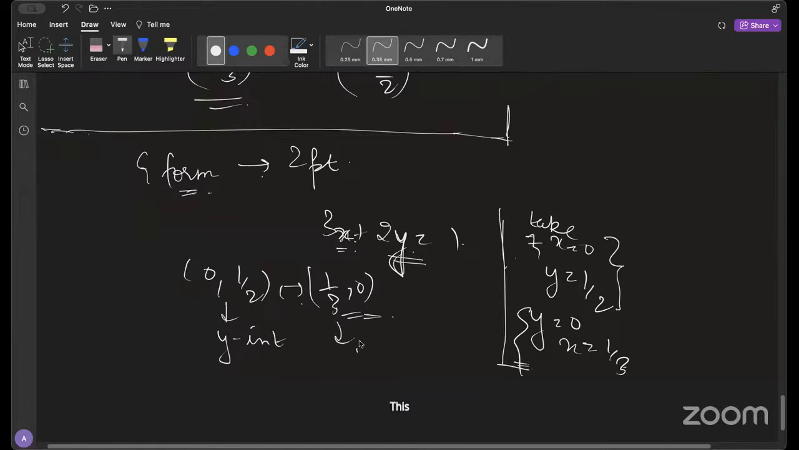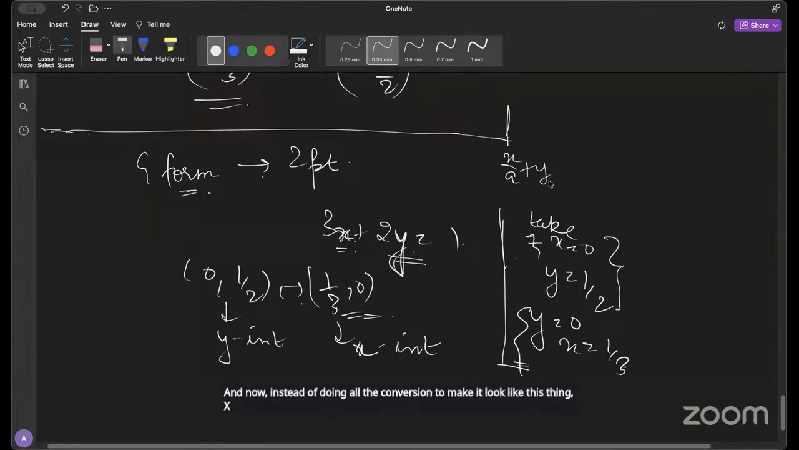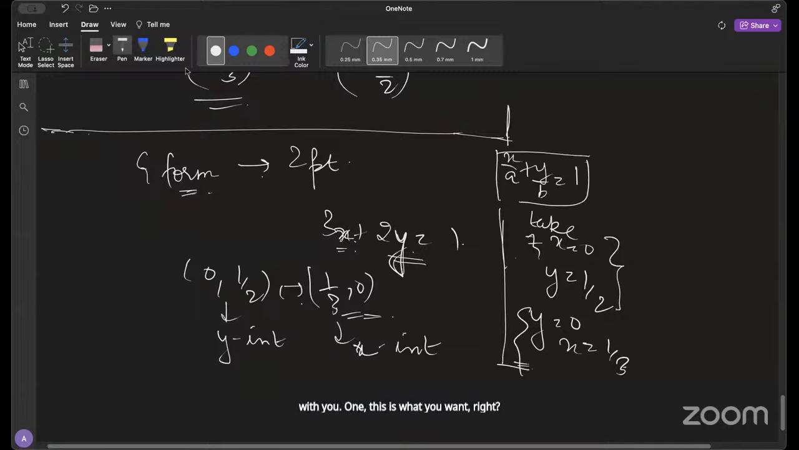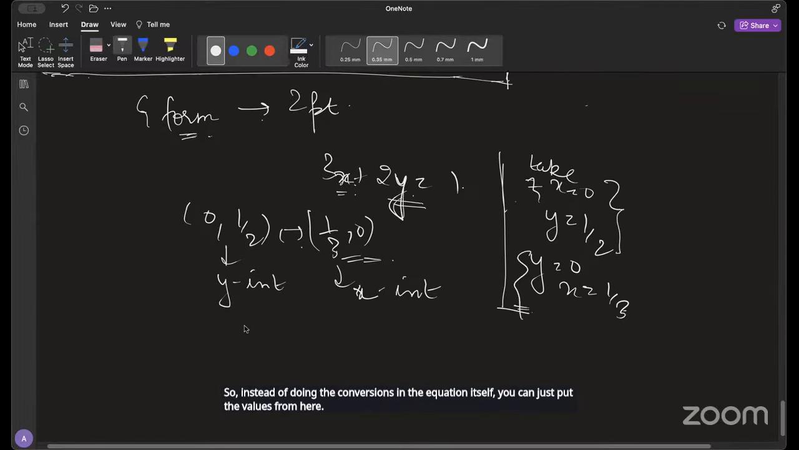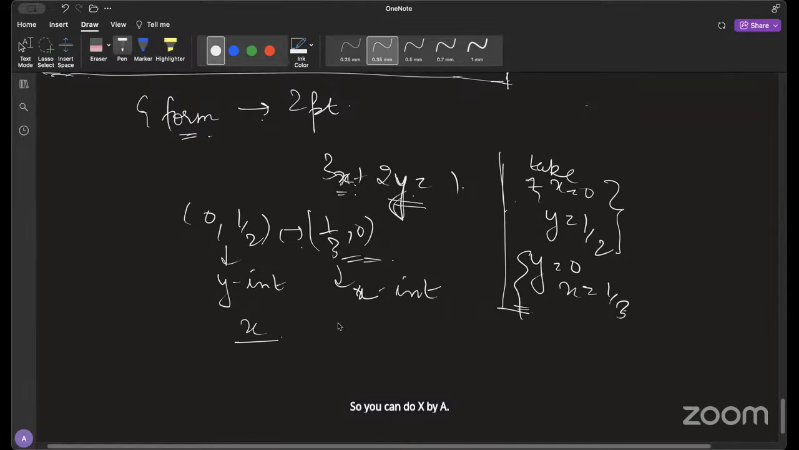This is your x-intercept. And now, instead of doing all the conversion to make it look like x by a plus y by b equals 1, which is what you want in intercept form, instead of doing the conversions in the equation itself, you can just put the values from here. The x-intercept is 1 by 3, so x by 1 by 3 plus y by half. You can also do this thing.